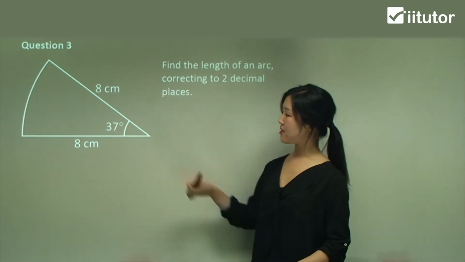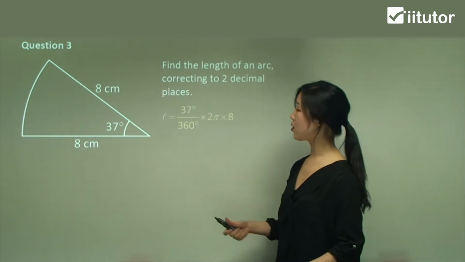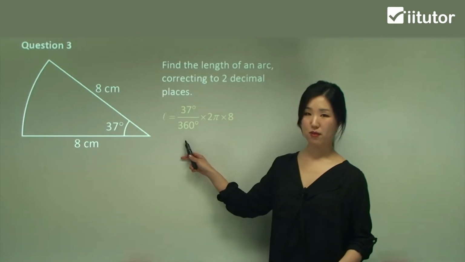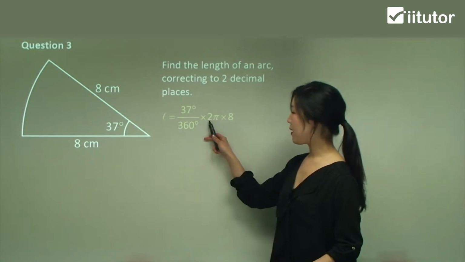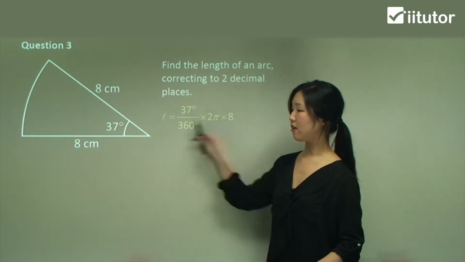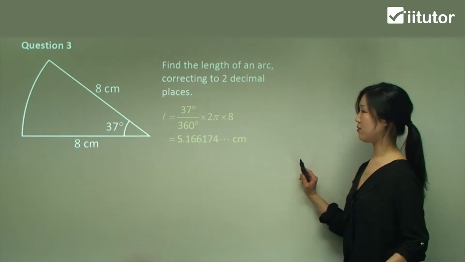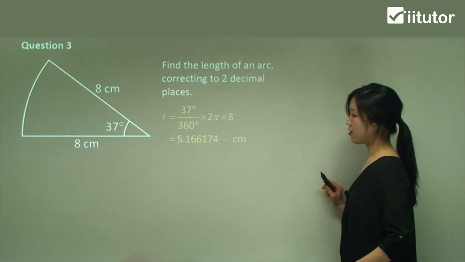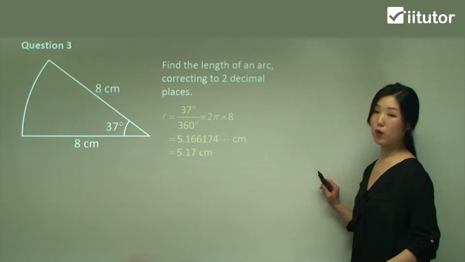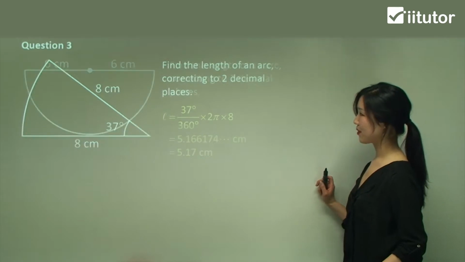So again, we need to first find the proportion. The angle is 37, so to get the fraction of that arc, we need to do 37 divided by 360. We multiply it by 2 pi r, r is 8, the radius, and multiply it all together. Just round it to 2 decimal places, it should be 5.17 centimeters.